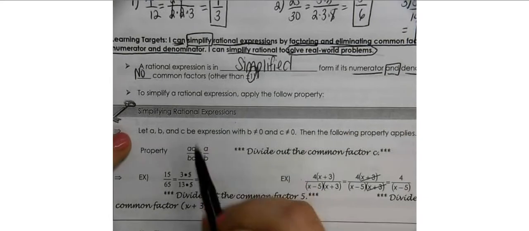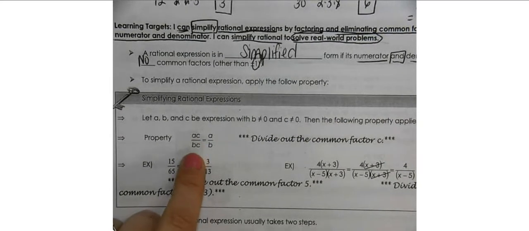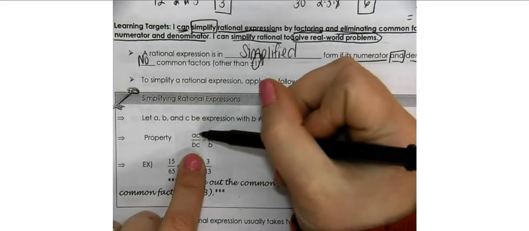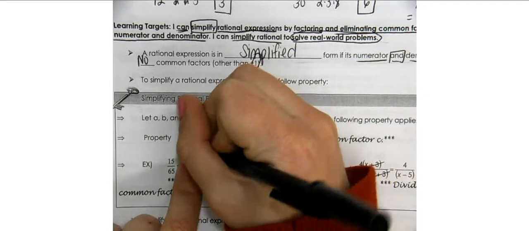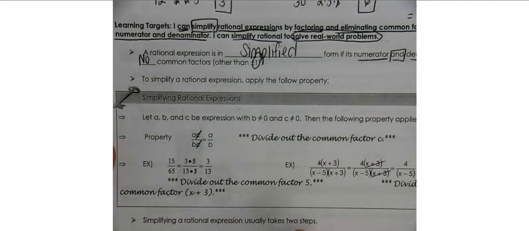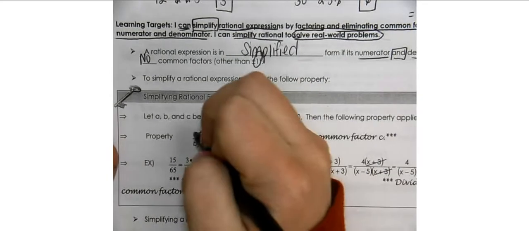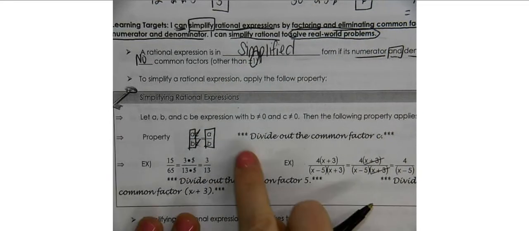So let's say that we have 2 numbers that are being multiplied together in their numerator, a times c, and we're dividing it by b times c. Because both the numerator and the denominator share a factor of c, we're going to divide it out and it gets canceled away. So we're dividing out the common factor of c, and what you're left with is a over b. So A, B, and C could be numbers, they could be letters, they could be expressions. But if you notice something on the numerator and the denominator that is the same, you can eliminate it.